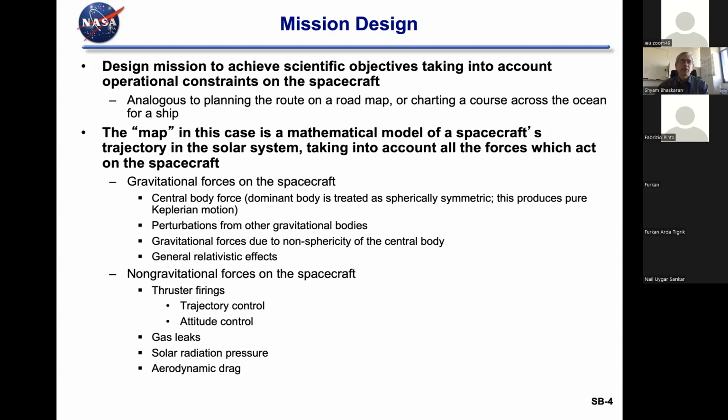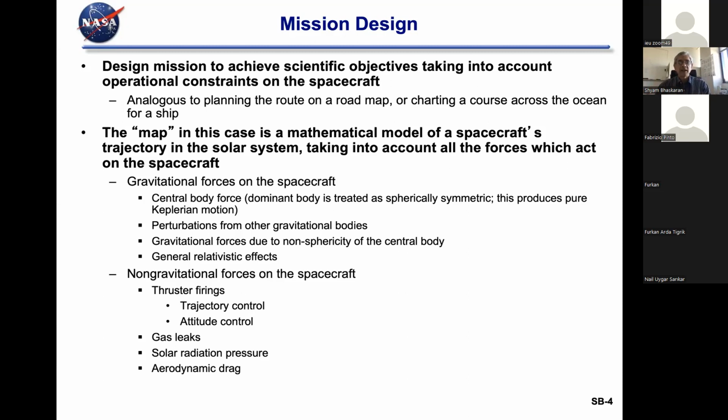So hopefully, if you're in high school or college physics, you know that there are various gravitational forces acting on a spacecraft in space. What we call the central body force is from the central planet that you're orbiting around, if it's the Earth, for example, or Mars, or if you're out in deep space, the gravity of the Sun itself. It's the primary gravitational attraction, and that's the biggest force acting on the spacecraft.